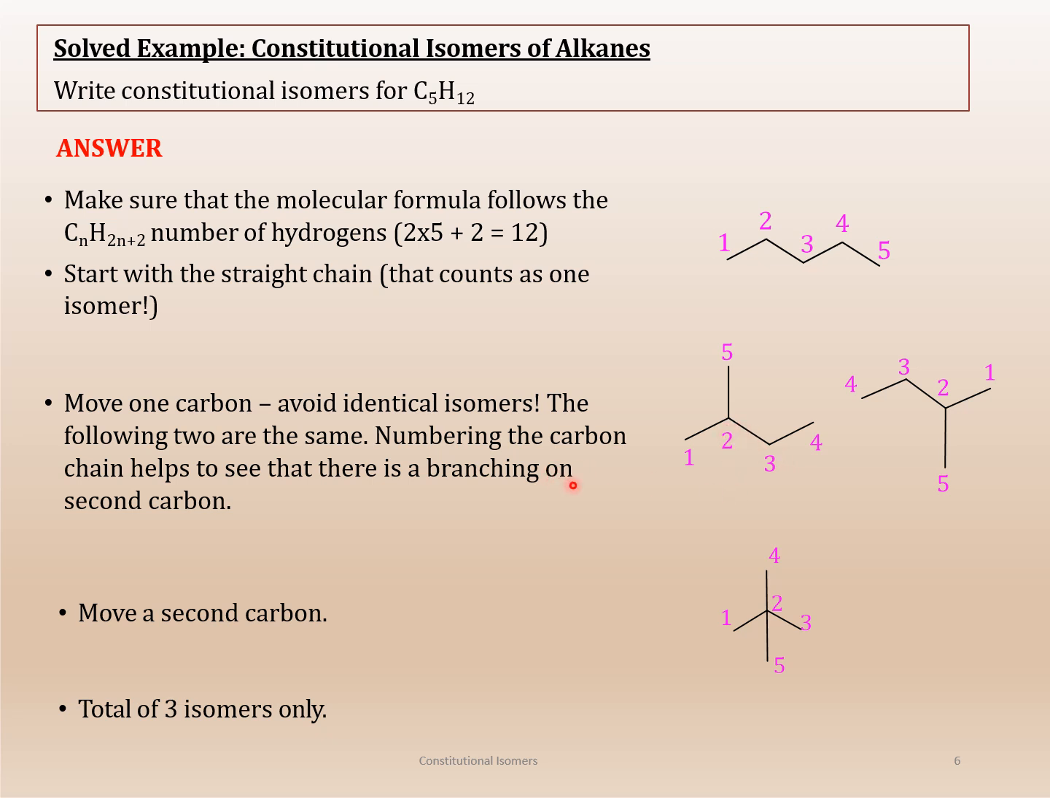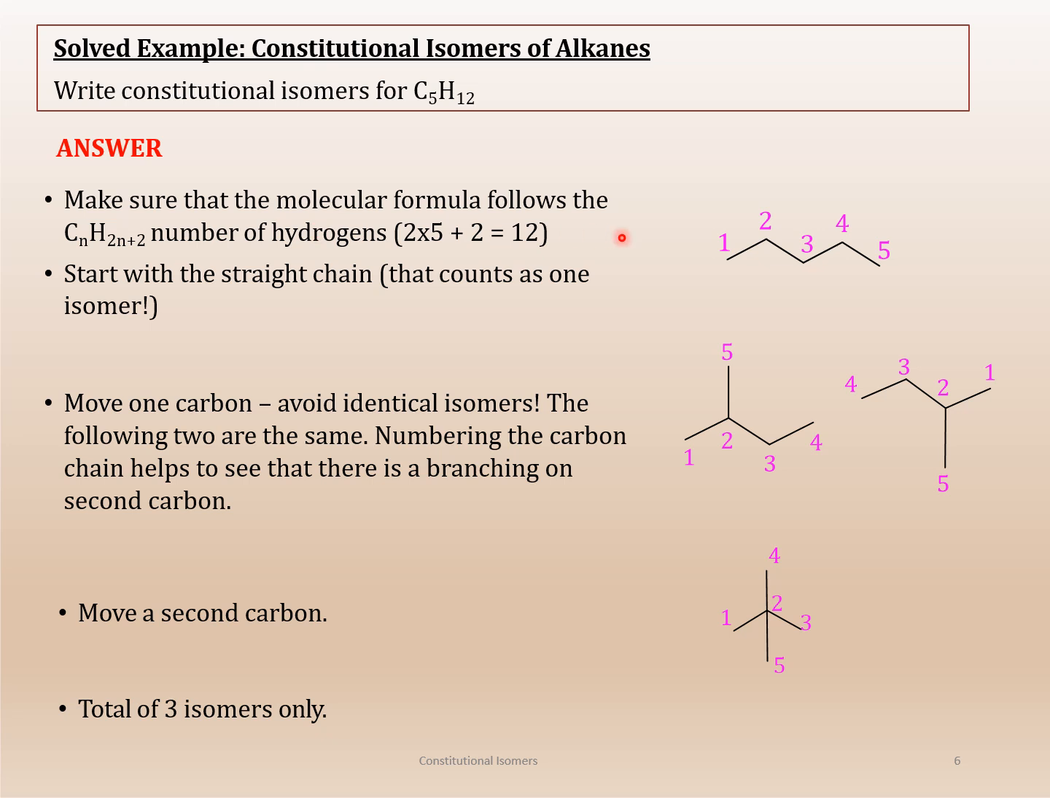Now remember, we are human beings. We number things. Nature does not number anything. What nature is looking at is, on the 2nd carbon, I have a carbon coming out. That's it. Whether that 2nd carbon is from the left side or right side, nature doesn't care, because nature doesn't number. We do. So these two are the same. Then I can also move another carbon and move it down to 2. So I still have 5 carbons.